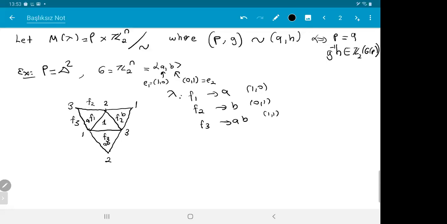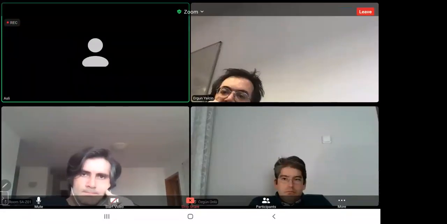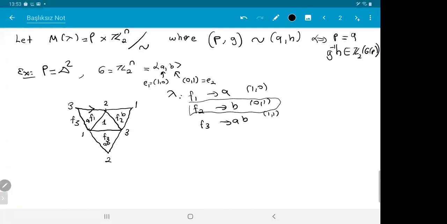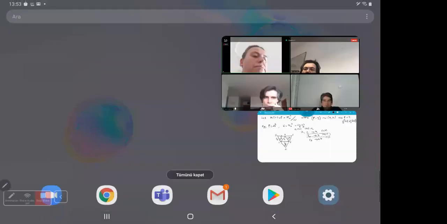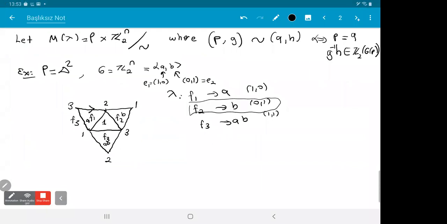Now, let's try to find, let me erase this, where to glue this H, the H F2 in the copy corresponding to A. Now, since lambda sends F2 to B, then A inverse times H must be in B. Can you see my... right, yeah. So I have to glue this H with this one.